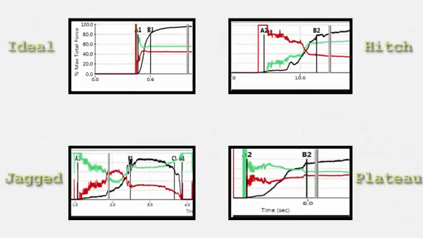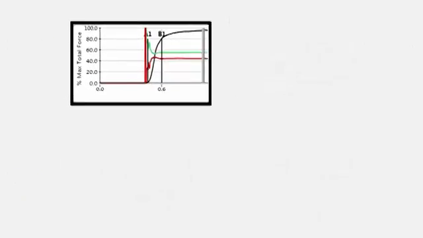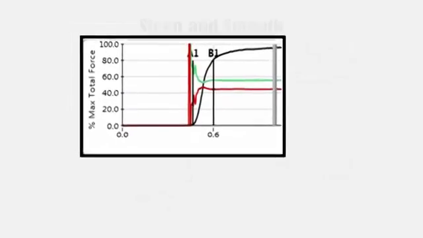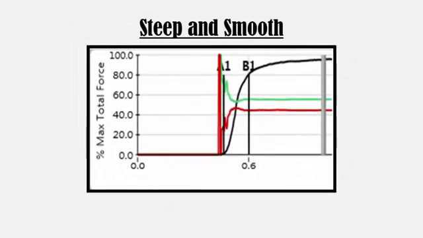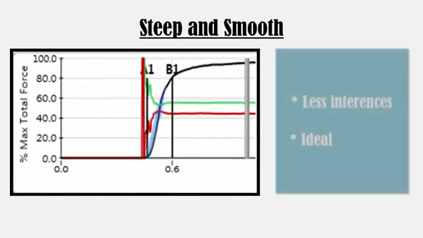Black force line characteristics. Now that we've defined the closure on the graph, the black total force line can help the dentist locate interferences. Here are some examples of the black force lines. The first example shows the black force line steep and smooth. This indicates that your patient can readily close their teeth together without much resistance.